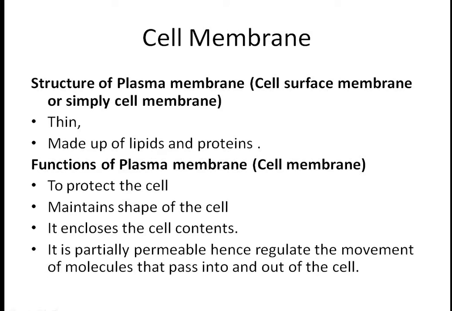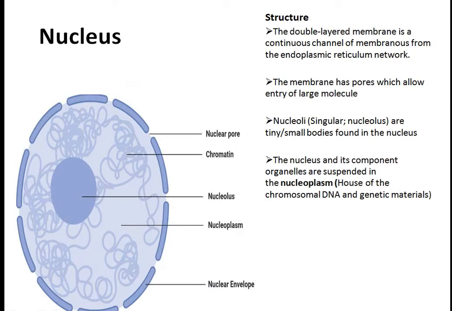For this class, you just have to remember that cell membrane is thin, it is made up of lipids and proteins. What are the functions? It maintains the shape of the cell, animal cell specifically. It protects the cell, it encloses the contents of the cell, and since it is partially permeable, it regulates the movement of molecules that pass into or out of the cell.